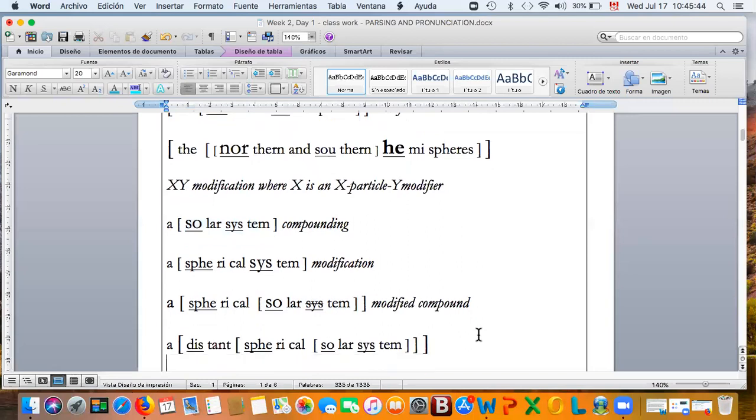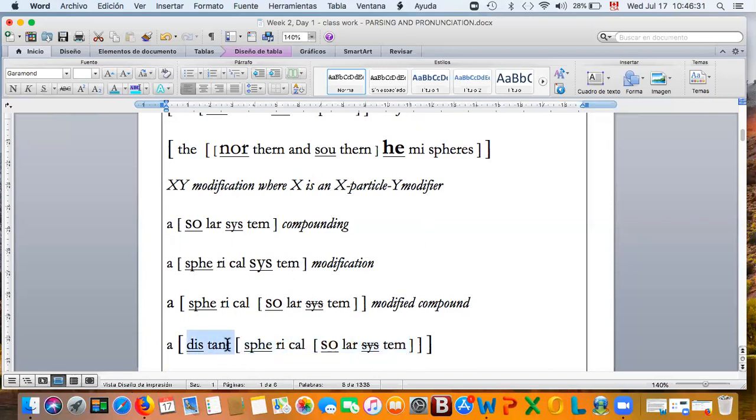Now, suppose we have two modifiers before the compound. Here's the compound, solar system. So let's mark the extra accent. There, solar system. And we know that because there are modifiers coming before it, the characteristic dictionary accent of system is probably going to be muted. So solar system becomes solar system. And that's why we have spherical solar system.